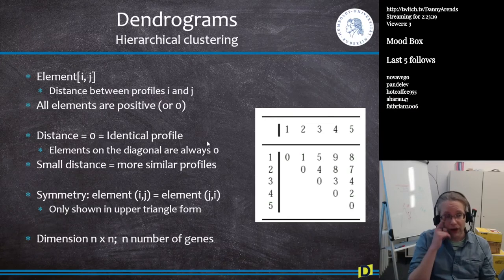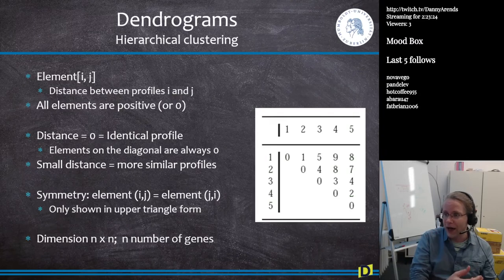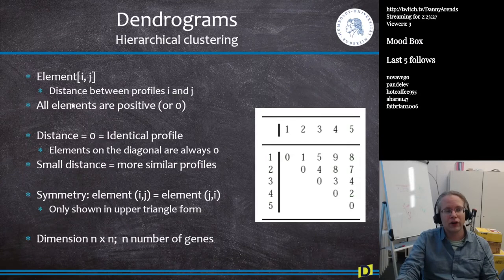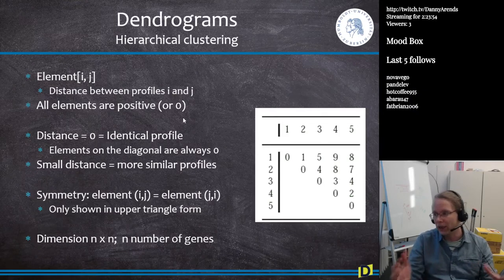All right, so when we do dendrograms, we need to have a distance between individual i and individual j, right? So when we do hierarchical clustering to create these dendrograms, we have a matrix of elements where each element says the distance between sample 1 and sample 2, or sample 3 and sample 2. Right, so all elements are of course positive, because distance measurements are always positive. You can't have a negative distance, because that means that you're more similar than equal.